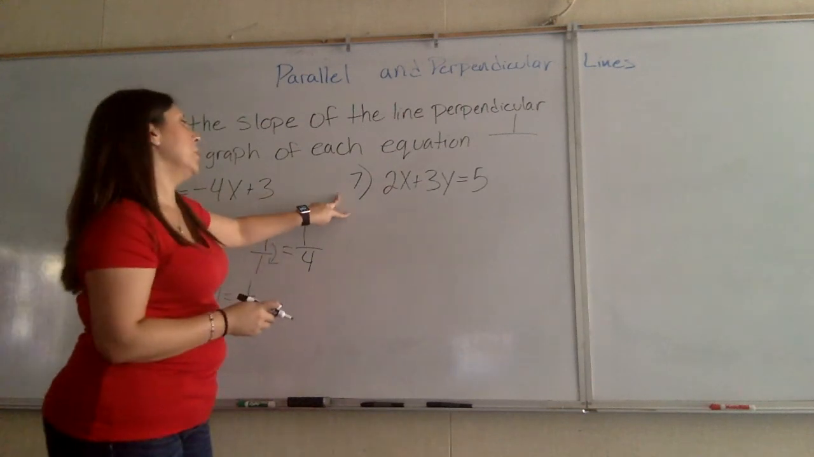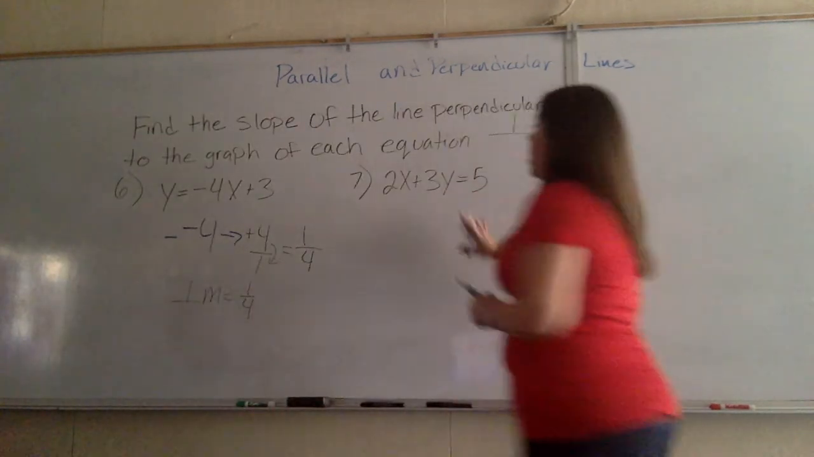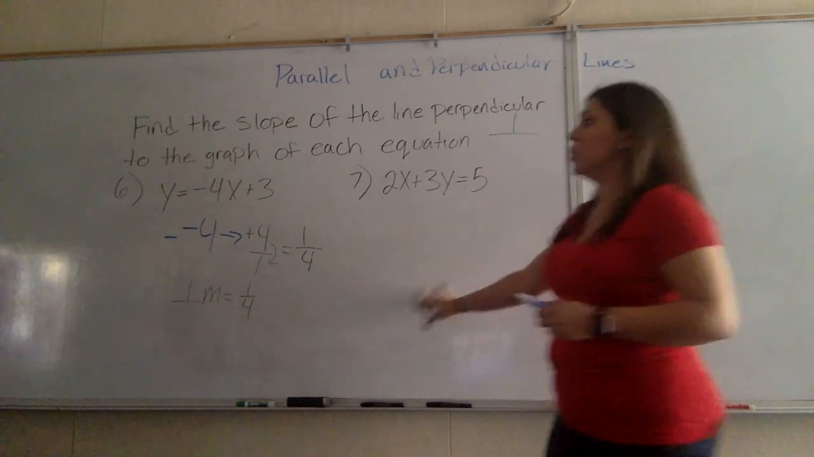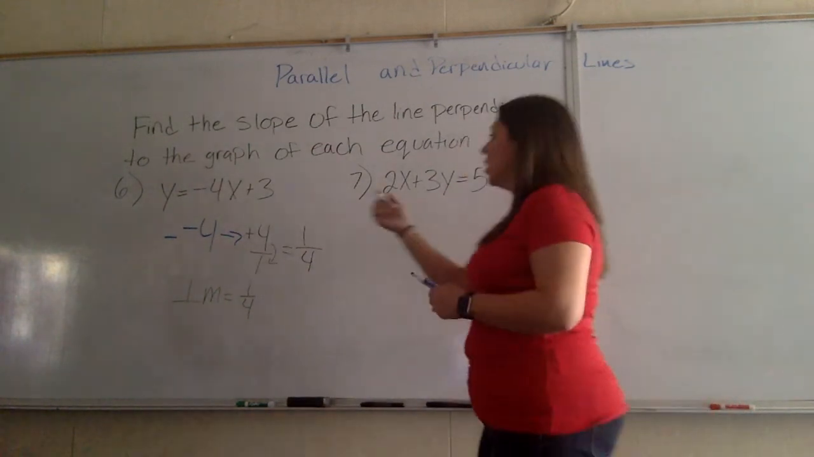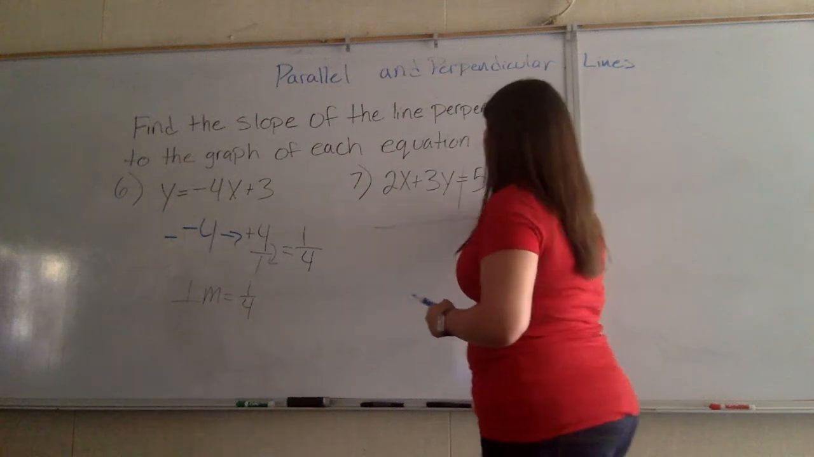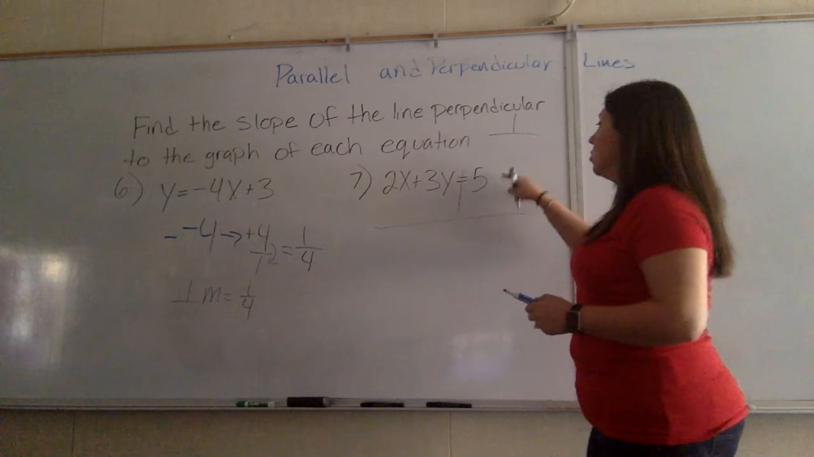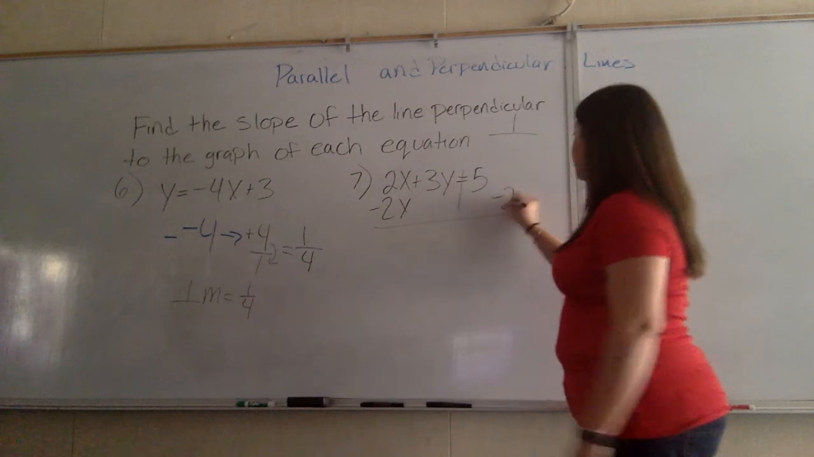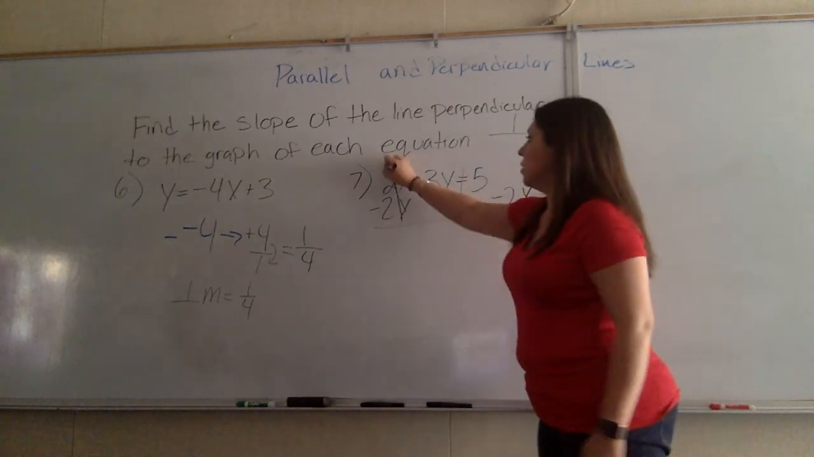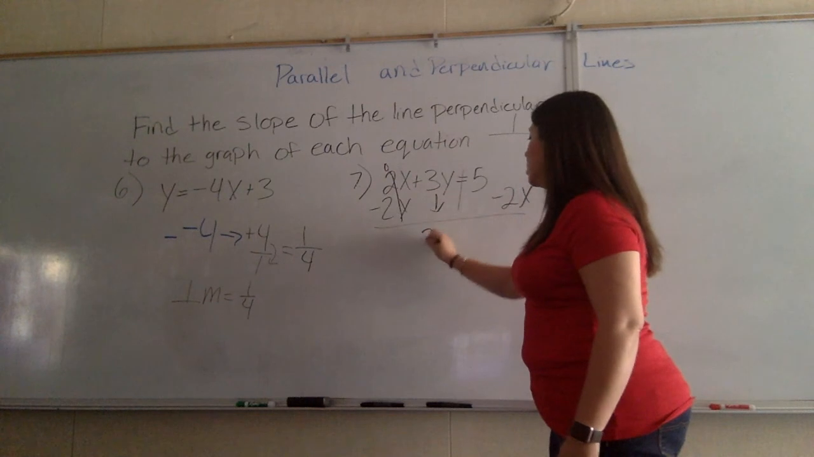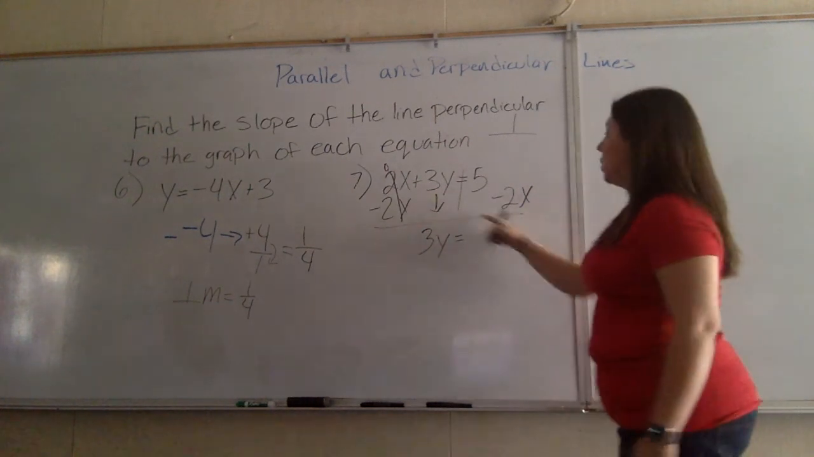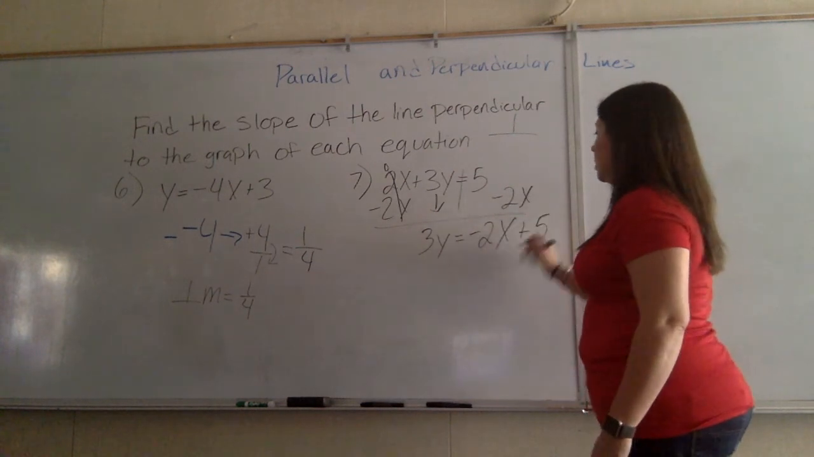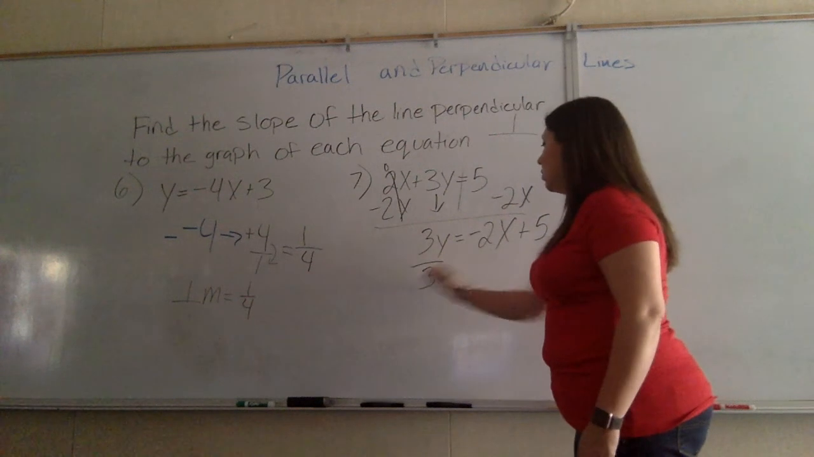For number 7, though, I have a standard form equation. So I need to convert this first into slope-intercept form. I need the y all by itself. I'm going to do an upside down T. I'm going to take this 2x and move it over. Since it's positive, I'm going to subtract 2x from both sides. This becomes a 0. Bring down my 3y. So I get 3y equals, my x will go first, -2x, then my +5. I'm going to divide everything by 3.